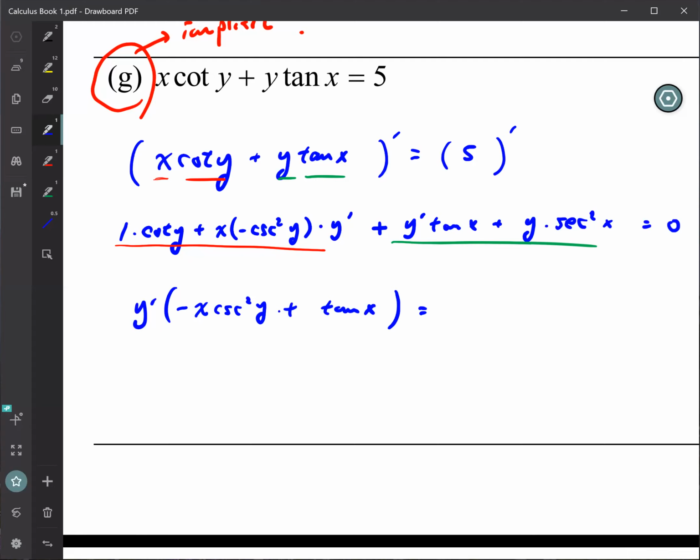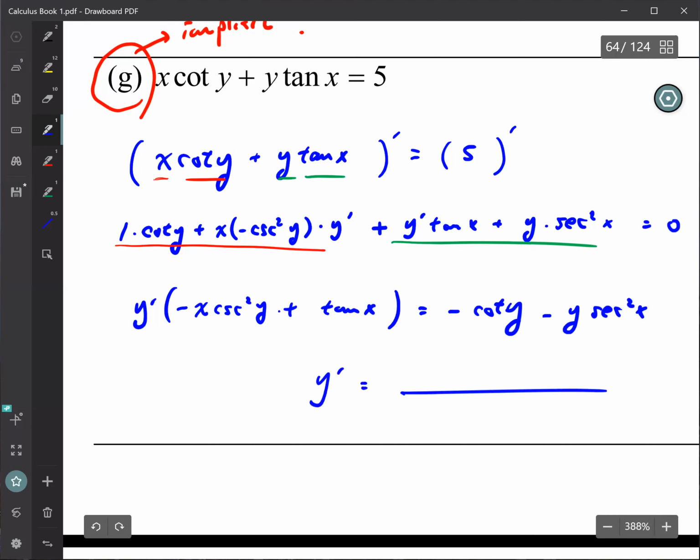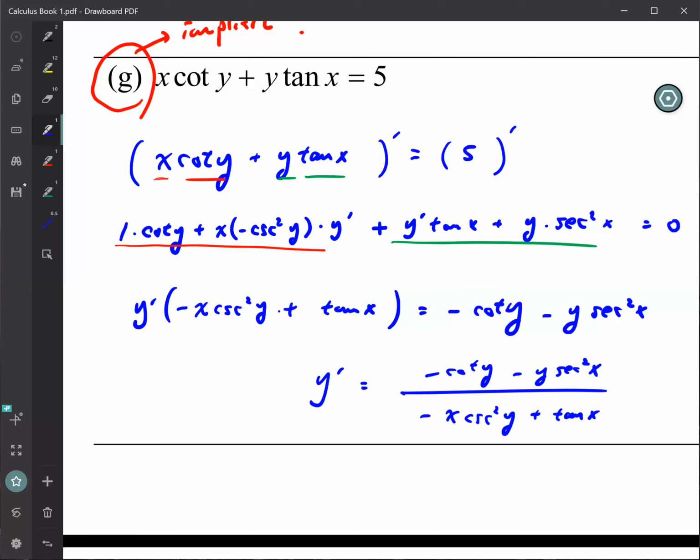Joan? I put the negative cotangent y minus y secant squared x. Yes. Okay, so finally you just divide it over and then that will be your answer. Minus y secant squared x over negative x cosecant squared y plus tangent x. And I don't see anything you could simplify. Okay, I think that's it. So that will be your final answer.